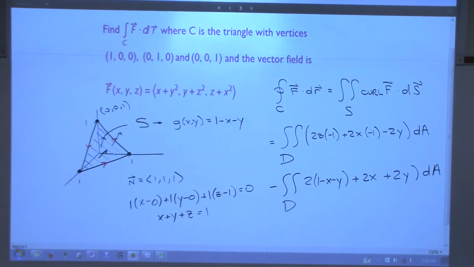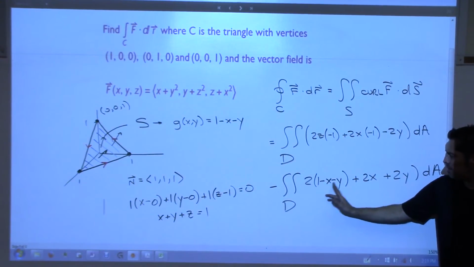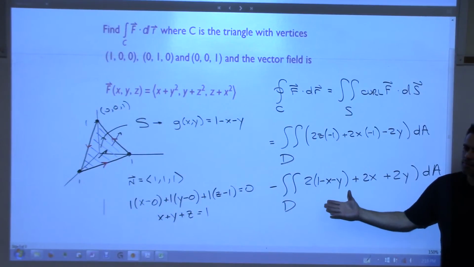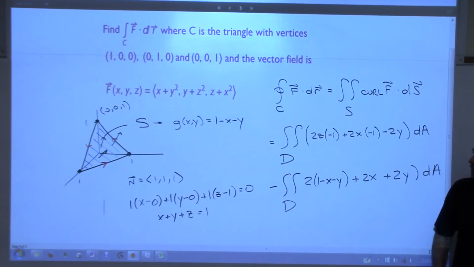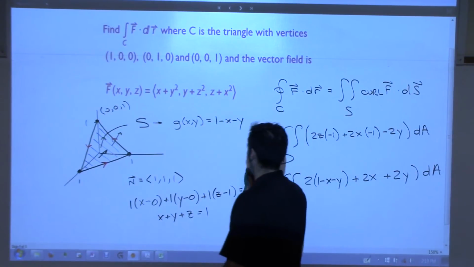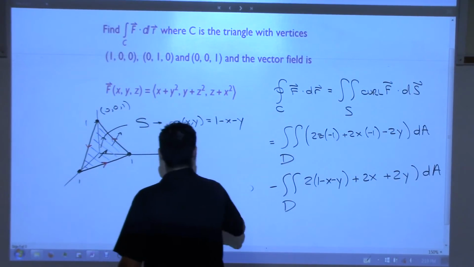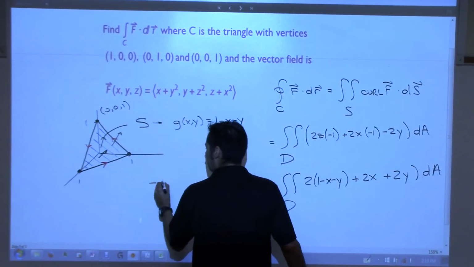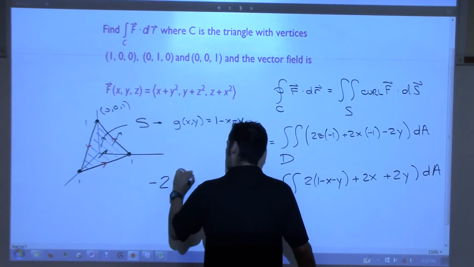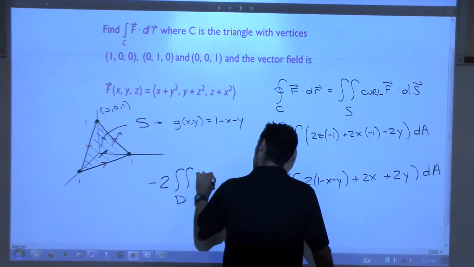I believe the 2x is going to give us a negative 2x, and it's going to cancel, and a negative 2y, which is going to cancel, and all you're going to be left with in here is a 2, right? So here's where we are now. We have negative, and how about the 2 that's in there? Can I pull that out? Negative 2, double integral over D of 1 dA.